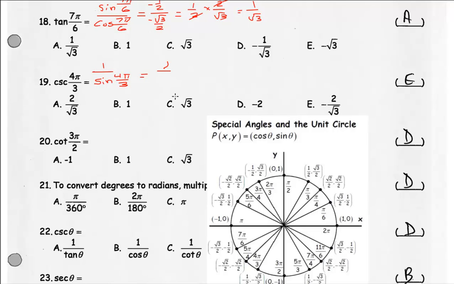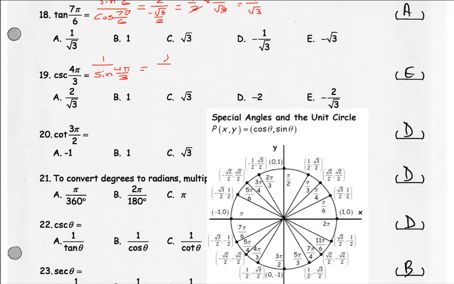So we'll look on the unit circle and find 4 pi over 3, which is this angle here, and the sine is this negative root 3 over 2. Maybe I'll move it down a little bit more. So the sine is negative root 3 over 2, so we would have negative root 3 over 2 in the denominator here. And so this basically says take the reciprocal of this, so the reciprocal will be negative 2 over root 3, which is answer E for number 19.